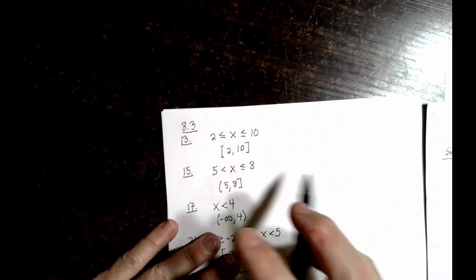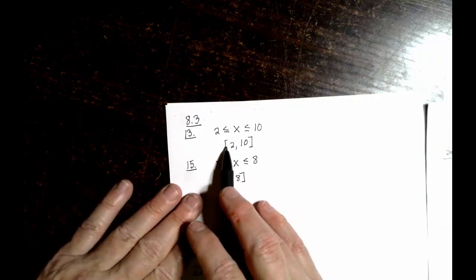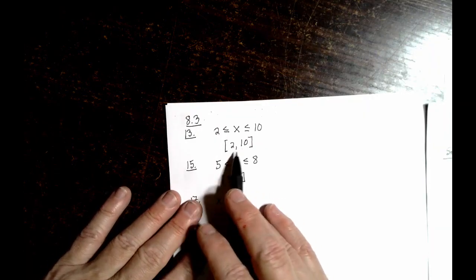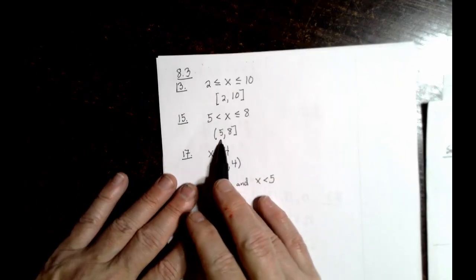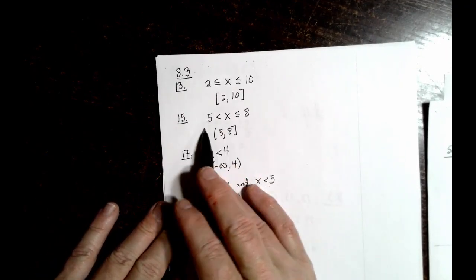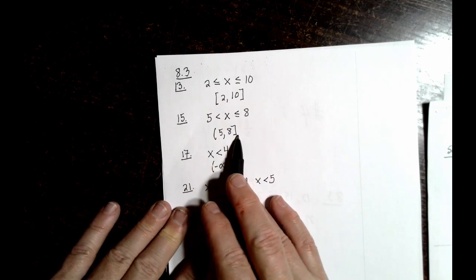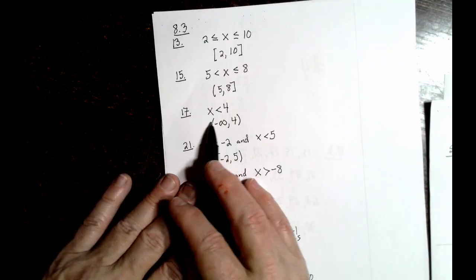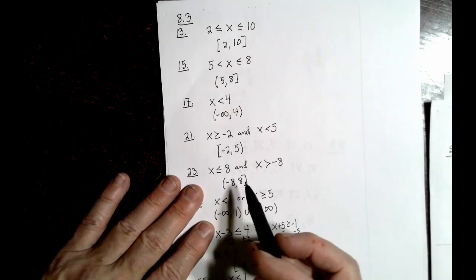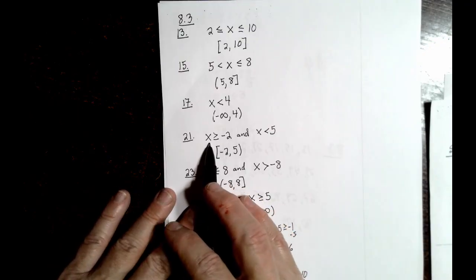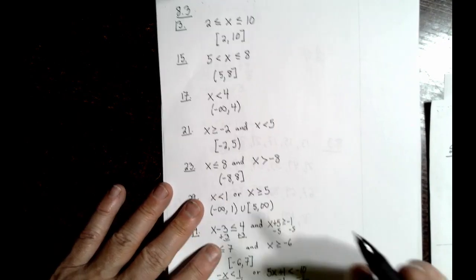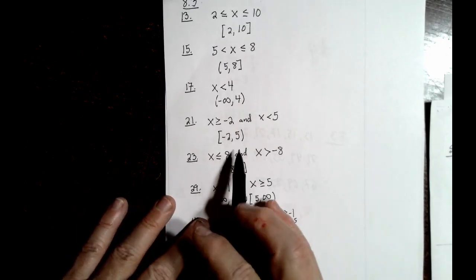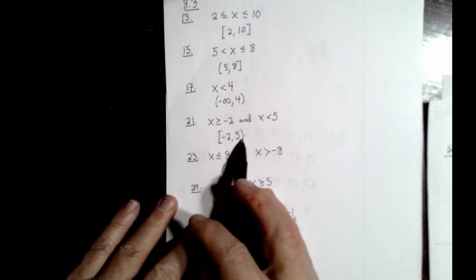So the first one says write this with interval notation. So it's 2 to 10 with brackets on both ends. And here it's 5 to 8 with a parenthesis on the 5 and a bracket on the 8, because you don't have equality here and you do have equality there. Less than 4 is minus infinity to 4. Okay. Greater than negative 2 and less than 5, it's got to satisfy both, so it's between negative 2 and 5. Again, you can draw three number lines.